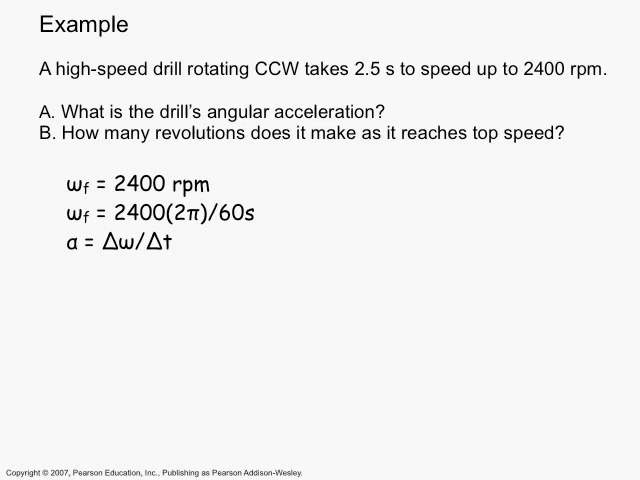So the angle swept delta theta, how many rotations? 2 pi times n rotations is equal to omega average, which is omega final divided by 2, which is the 2,400 RPMs divided by 2, times the time of 2.5 seconds. Now you know how to solve for the angular acceleration alpha, and the value of n, how many rotations it makes as it reaches this final speed. You can complete this solution on Blackboard.